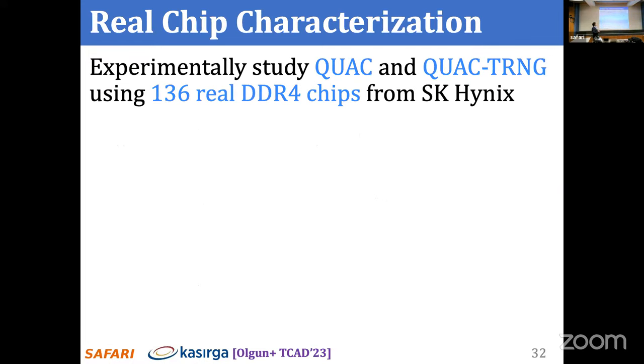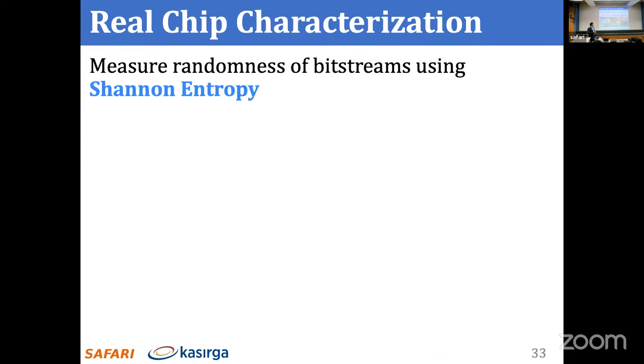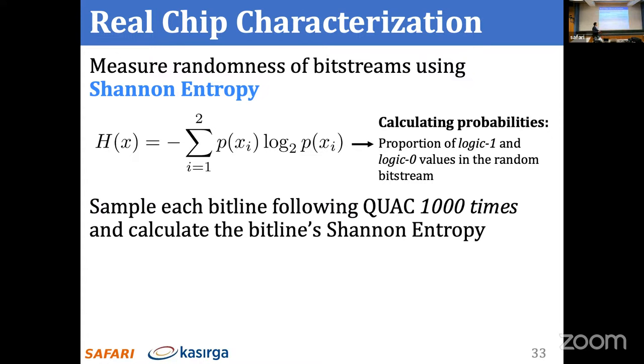Now, we experimentally study QUAC and QUAC-TRNG using 136 chips from SK Hynix. We didn't observe this in chips from other manufacturers. We used the DRAM Bender DDR4 testing infrastructure. And first, we measured the randomness of these bit streams using Shannon entropy. What is Shannon entropy? You calculate it like this, but what it basically means is it's a function of the proportion of logic one and logic zero values in the random bit stream.